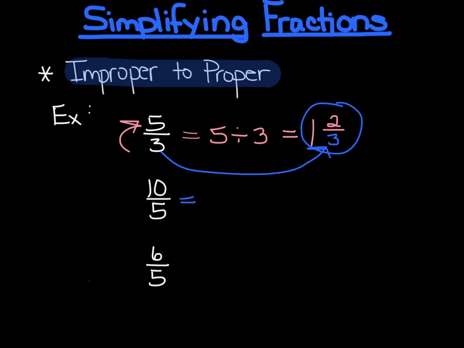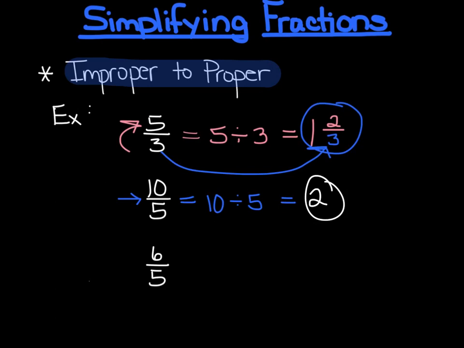Down here, we have 10 divided by 5. Remember, this fraction bar is the same thing as division, okay? Now, how many times, we ask ourselves, does 5 go into 10? This is a pretty one. It goes in twice. No remainder, so we don't need a mixed number. We leave it as a whole number.